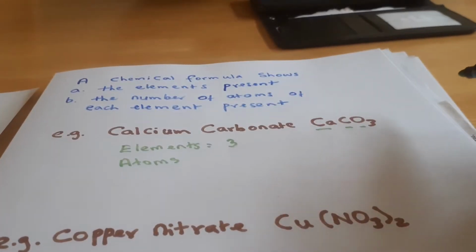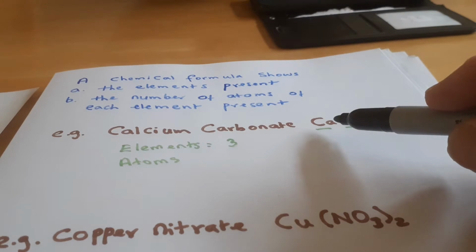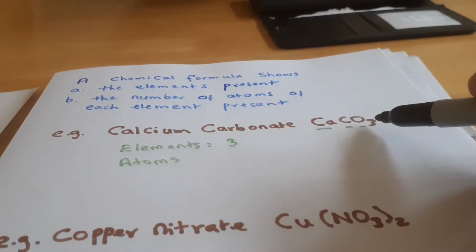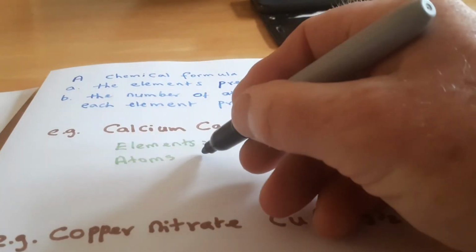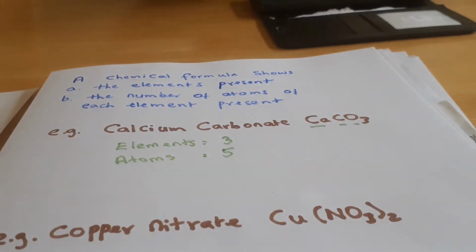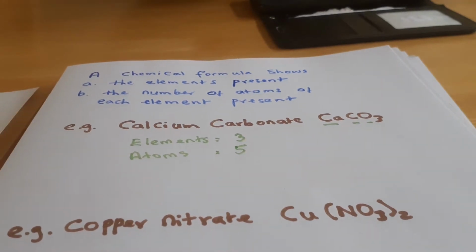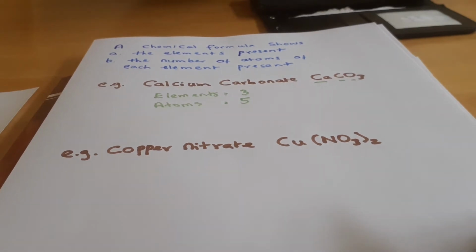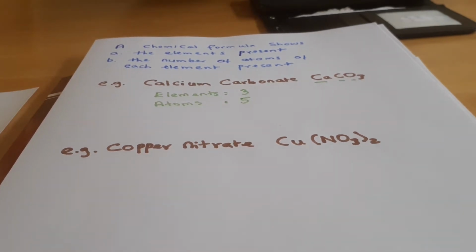Atoms, we need to look at the formula again. So we've got 1 atom of calcium, 1 atom of carbon, and because there's 3 at the base there, we've got 5 atoms in total. Now, this is a fairly straightforward thing that goes on throughout.